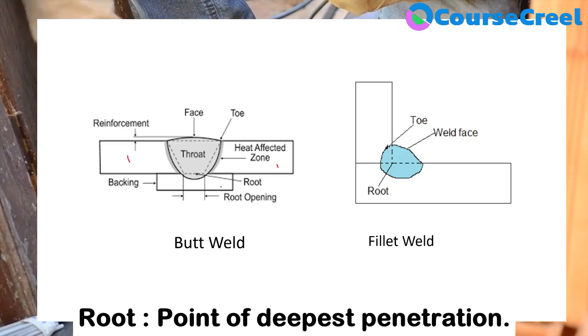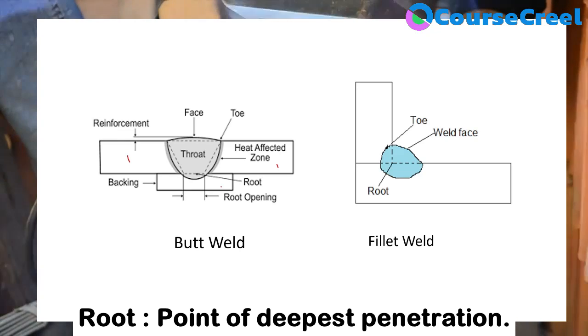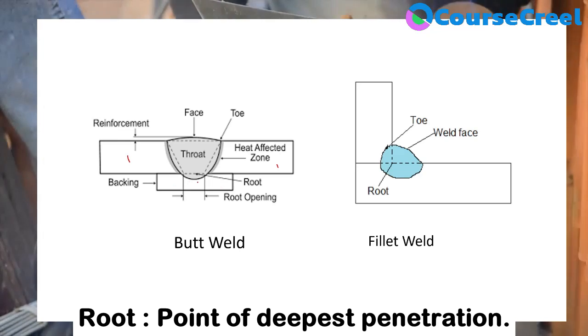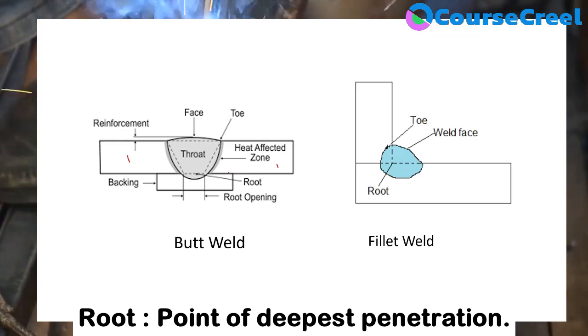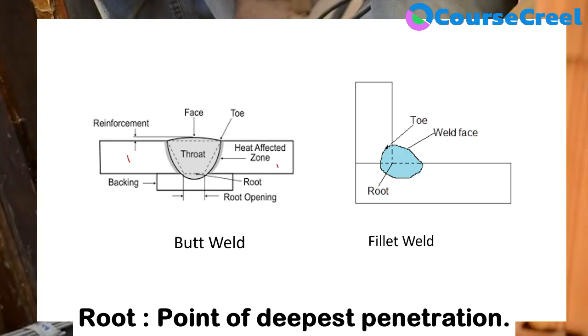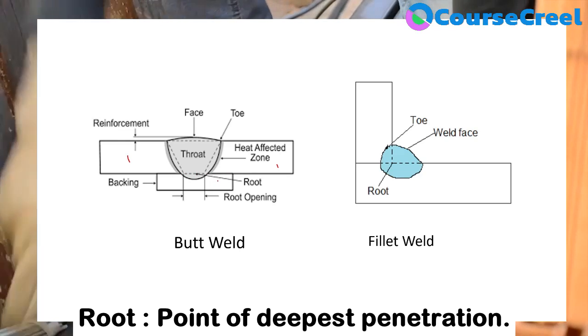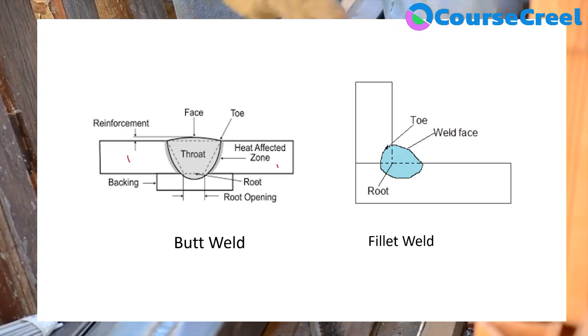Root we define as the point at which the two work pieces to be joined by welding are nearest, or we can say the point of deepest penetration. The point at which we are going to join two work pieces or the base metal, and both the work pieces are placed nearest. So the point of deepest penetration we can define as root.